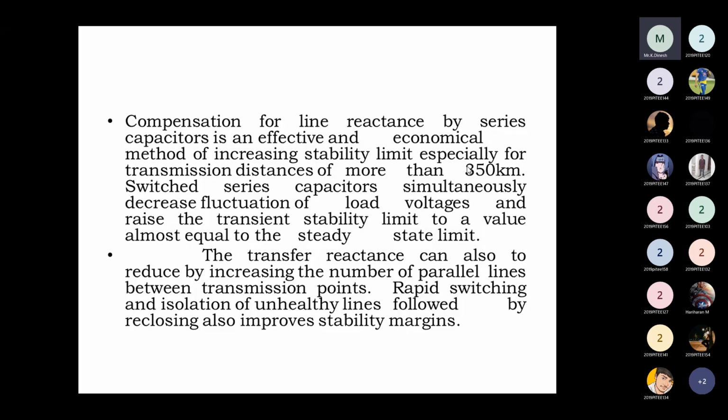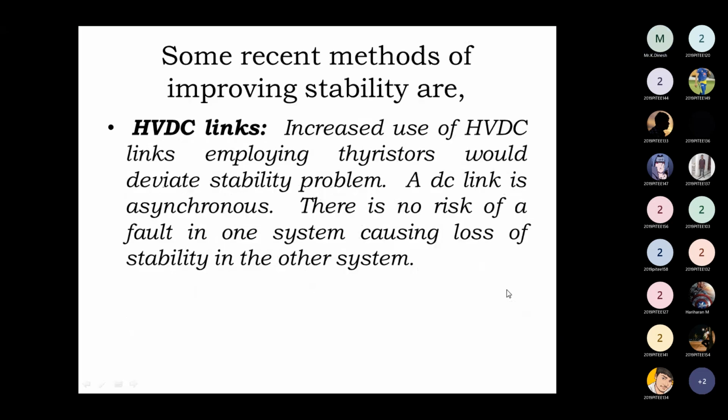Transfer reactance can also be reduced by the number of parallel lines between the transmission points. Rapid switching and isolation of unhealthy lines followed by reclosing also improves the stability margins. Some of the latest methods to improve your stability is the HVDC link, high voltage direct current transmission.